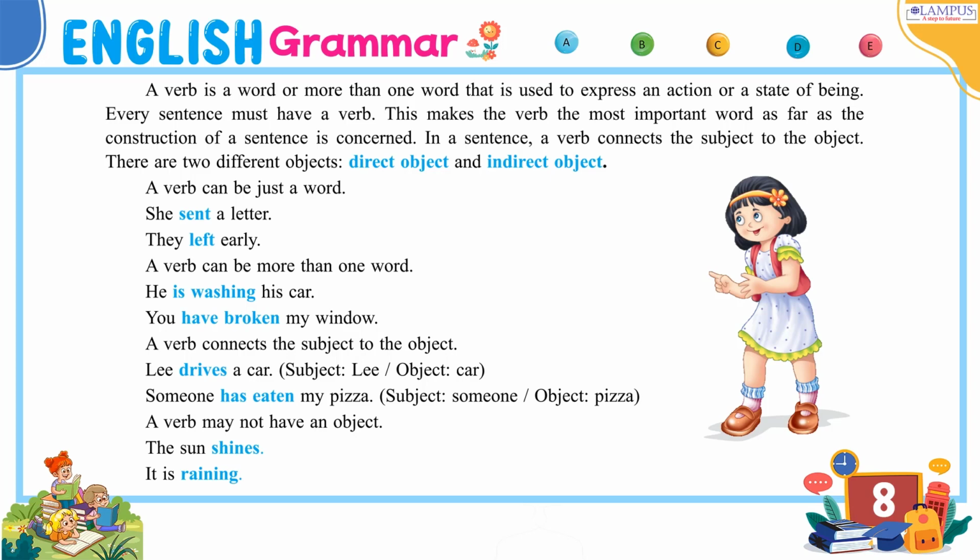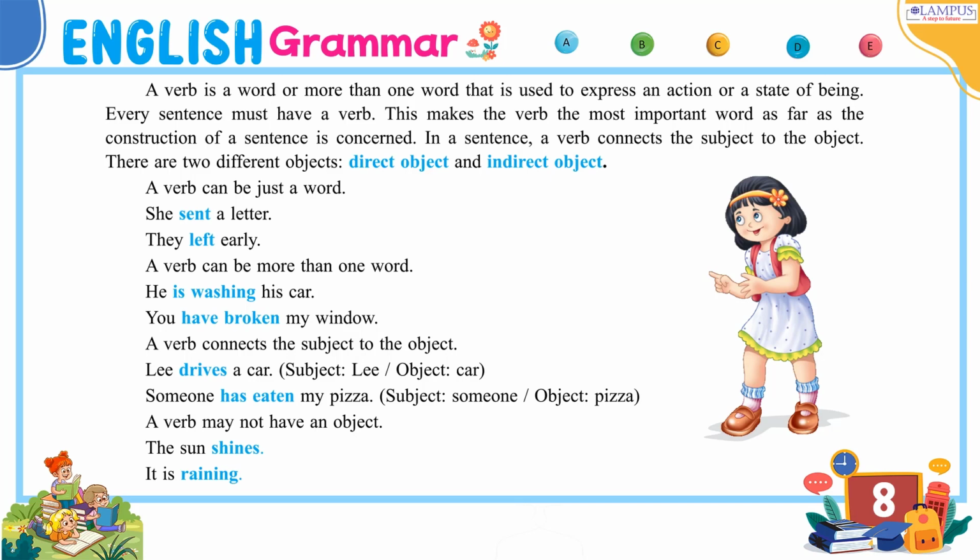In a sentence, a verb connects the subject to the object. There are two different objects, direct object and indirect object. A verb can be just a word. She sent a letter. They left early. A verb can be more than one word. He is washing his car. You have broken my window.